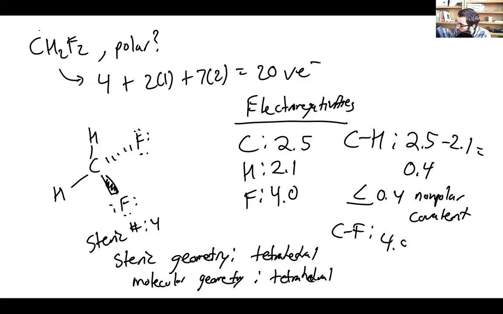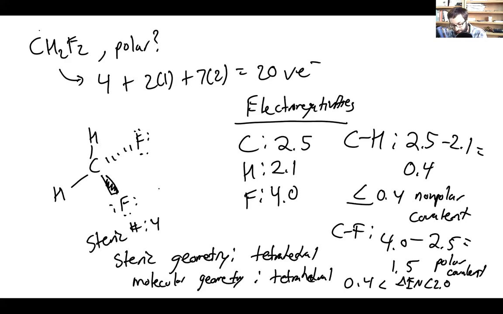What about the carbon-fluorine? Well, fluorine is the most electronegative element there is. So it's going to be 4.0 minus 2.5. That's going to get you 1.5. That is in between 0.4 and 2.0, so that's going to be polar covalent. That's definitely going to have a dipole.